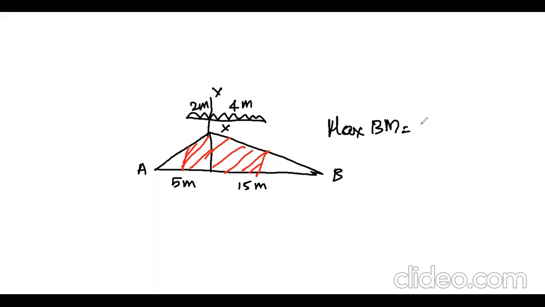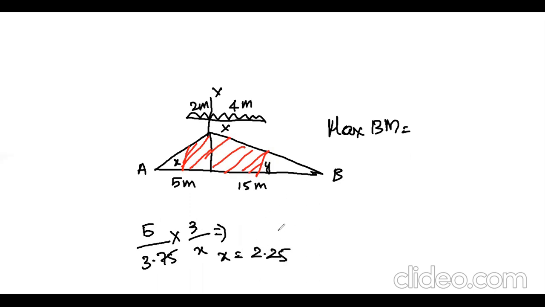Before finding that, you should know the values here. Say I am taking this as x and this as y. So you should first know the values of x and y. For the span of 5 meter, this ordinate is 3.75. So what is the value of x? Here it is 2 meter, and from that side it is 3 meter. So the value of x will be 2.25.